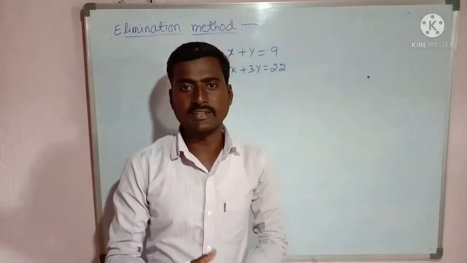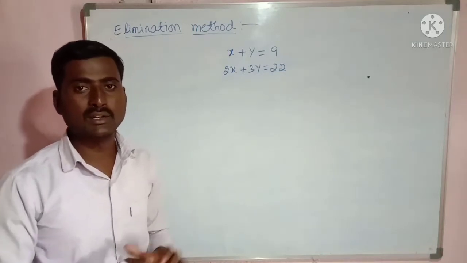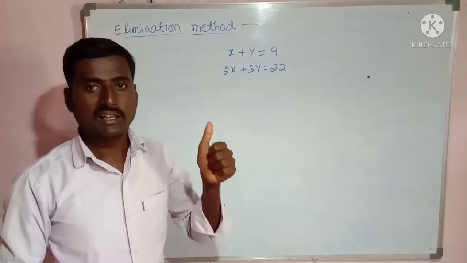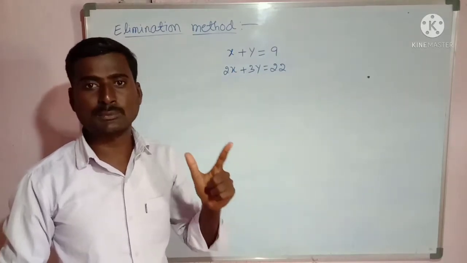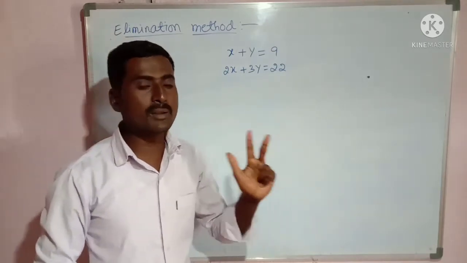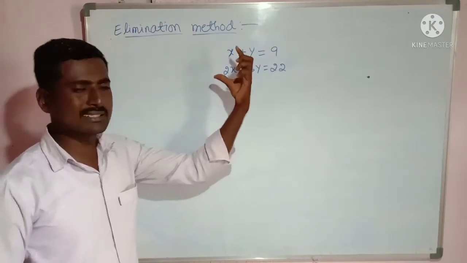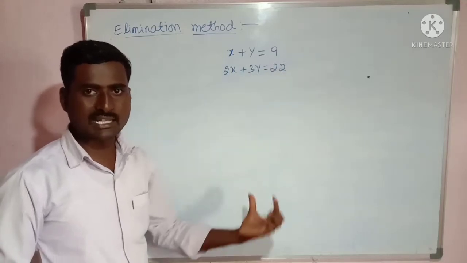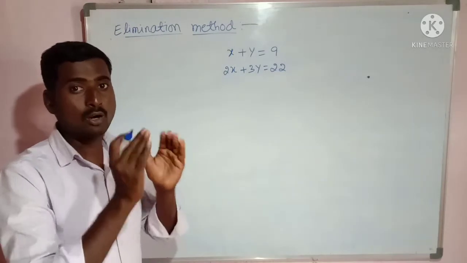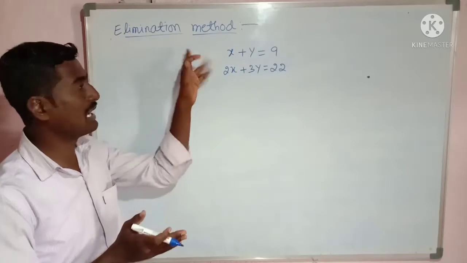Now we shall discuss the new method, that is elimination method. Already we have studied two methods to solve pair of linear equations. That is, first one is graphical method and one more is a substitution method. Then the third method is what? Elimination method. Now I will take one example. I will solve this example. By solving the question, you will get the steps of elimination method.